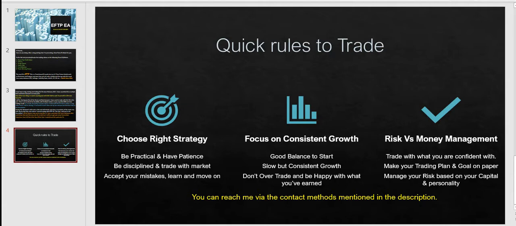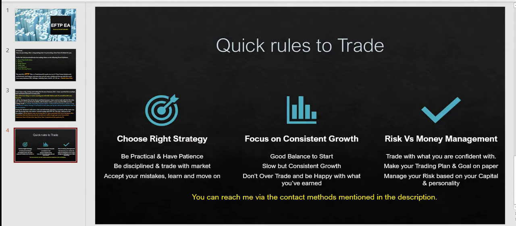Just choose the right one. Don't go with the price because it is cheaper or something, because whatever price you pay for an EA, your account balance would be twice or maybe three times that, right? So why are you taking that much risk by going with the cost of an EA? Go with the quality of an EA.